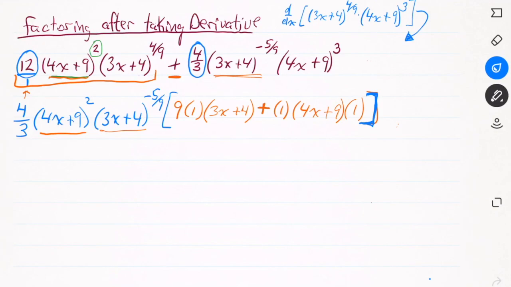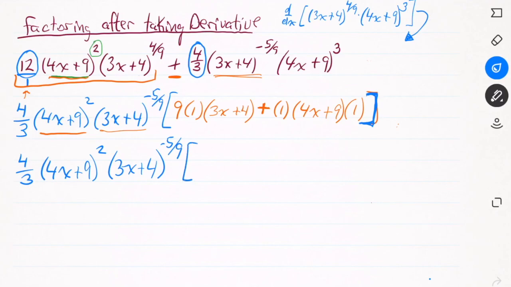So the last step is just combining like terms, getting rid of the parentheses, and seeing if there's any more common factors. So we have 4/3, 4x plus 9 squared, 3x plus 4 raised to the negative 5/9, times, distribute the 9, we get 18x plus 36. I'm sorry, not 18x. That's 27x plus 36. And then here we're just going to get 4x plus 9.